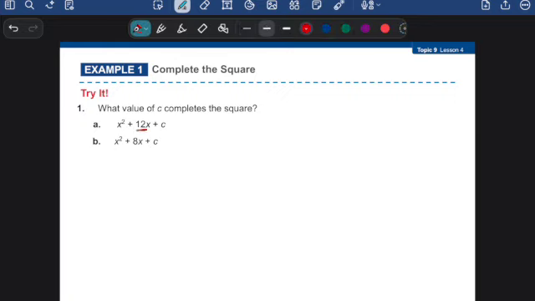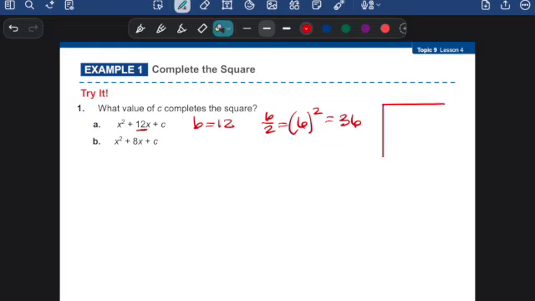So we're going to look at the linear term. What is b? b equals 12. If I cut it in half, that means I'm going to split it into my two linear boxes, my two diagonal boxes. So b over 2 equals 6, and I square that. c would equal 36. And I'll show you in the area model if this helps.